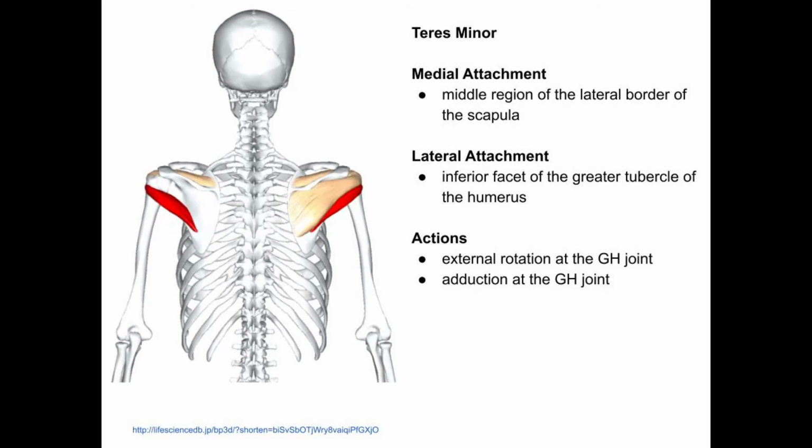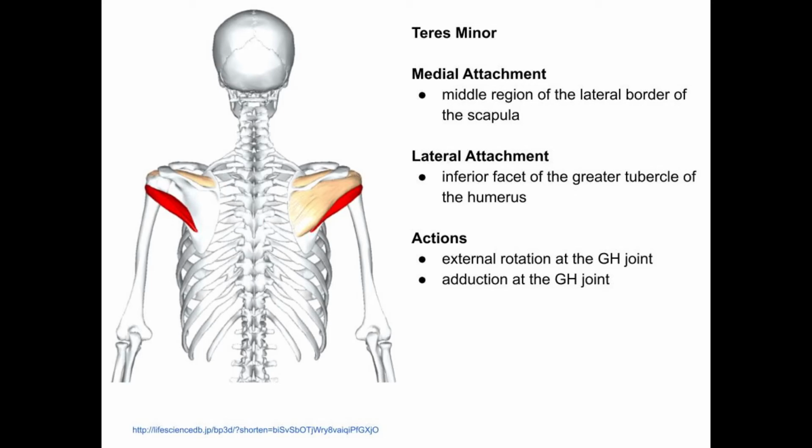Next we have teres minor. Teres minor gets its name because it looks like teres major, although they are not going to have the same actions. Teres literally means round. The muscles aren't really round as far as they are not spherical. They are more of a semi-cylindrical shape.